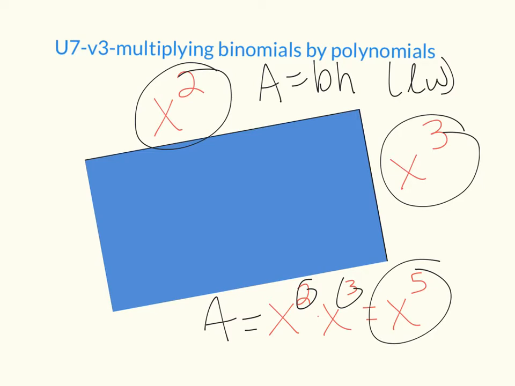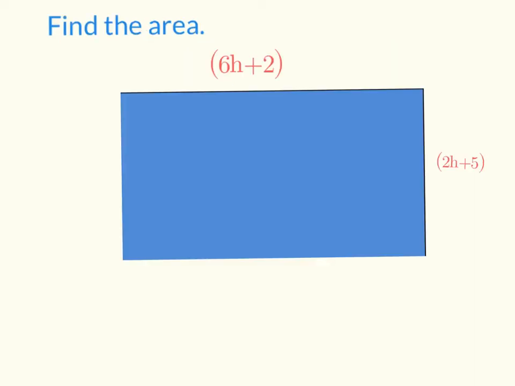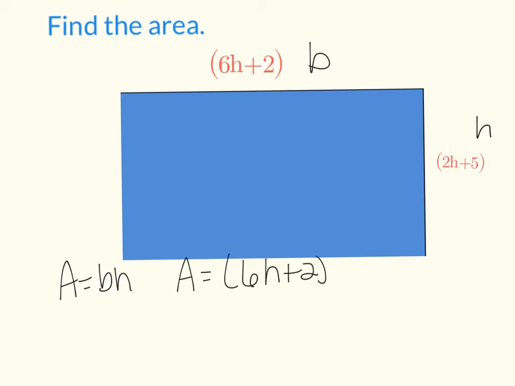Okay, but now we're going to use binomials and polynomials. All right, so find the area. Let's say this is the base and this is the height. So the area again equals base times height. Area equals the base, which is 6h plus 2, and the height, which is 2h plus 5. Now this is a double distribute, because when I have this parentheses here, I have two things on the outside of it. So these two things need to distribute to the other set of parentheses.